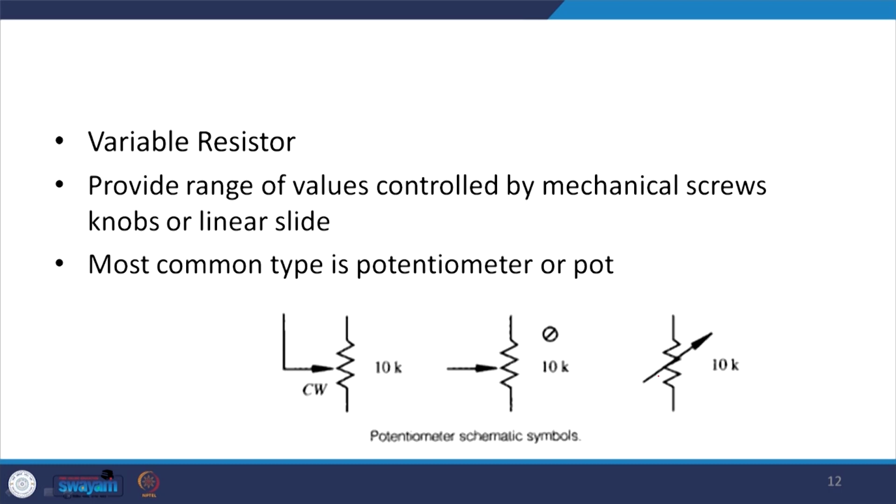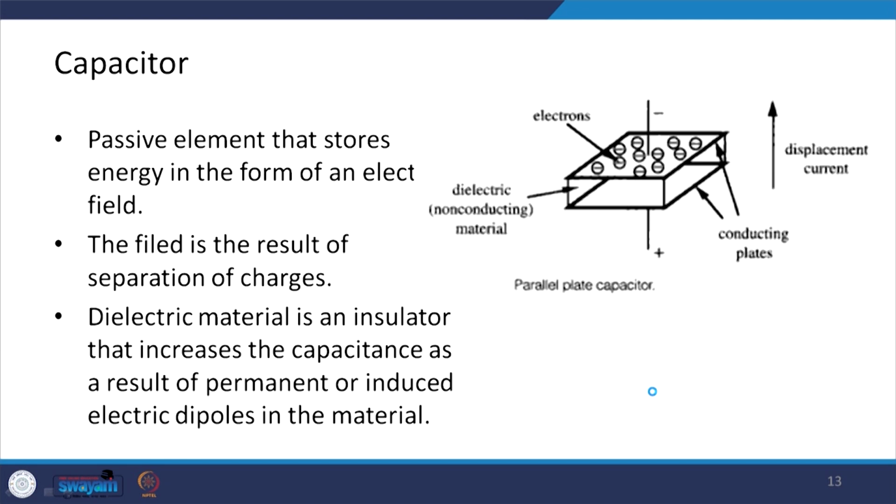You can see it could be represented like this, the variable resistor where an arrow is touching here, or we can have the arrow touching here, and here we can see that there is a symbol provided, which means that you can change this value through the screw knob, or it could be a simple symbol this way, the variable resistor can be indicated.